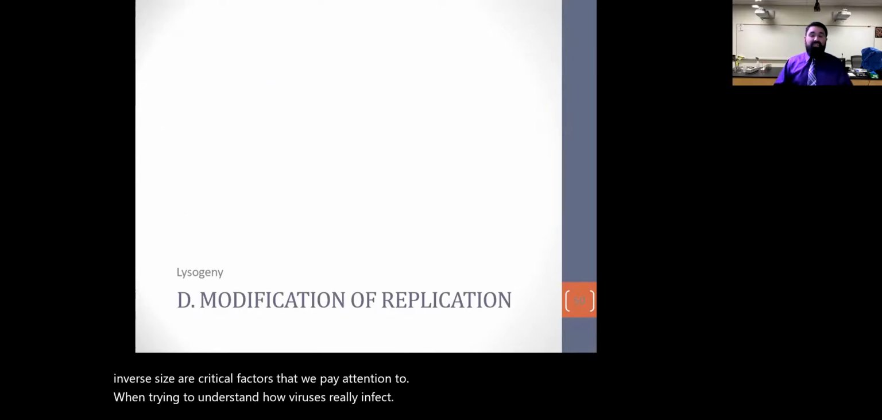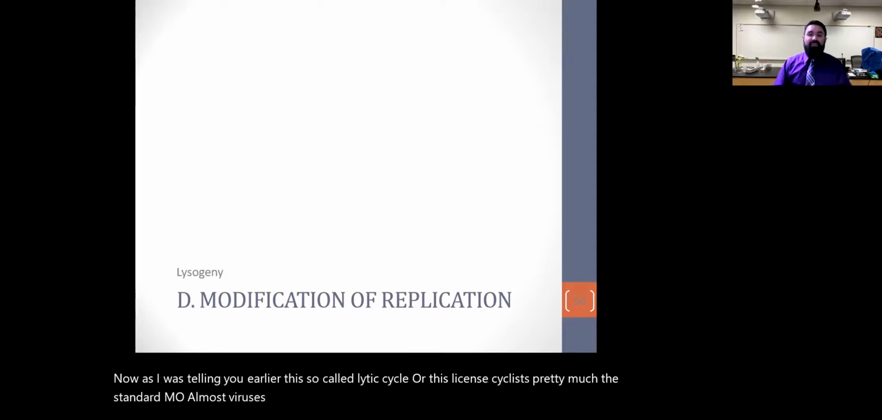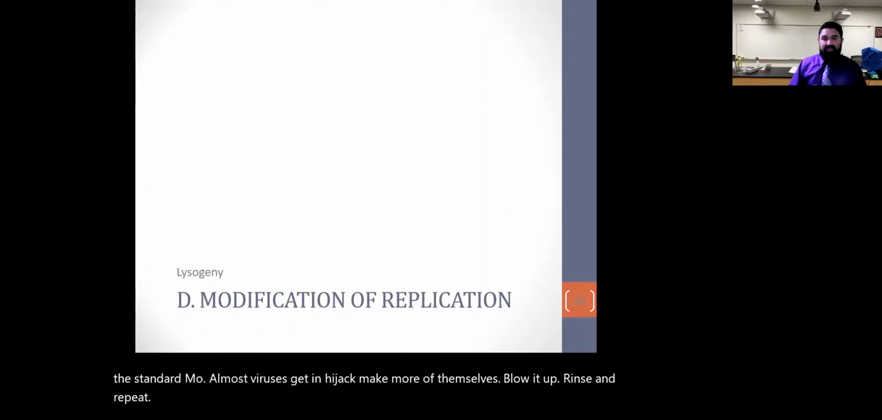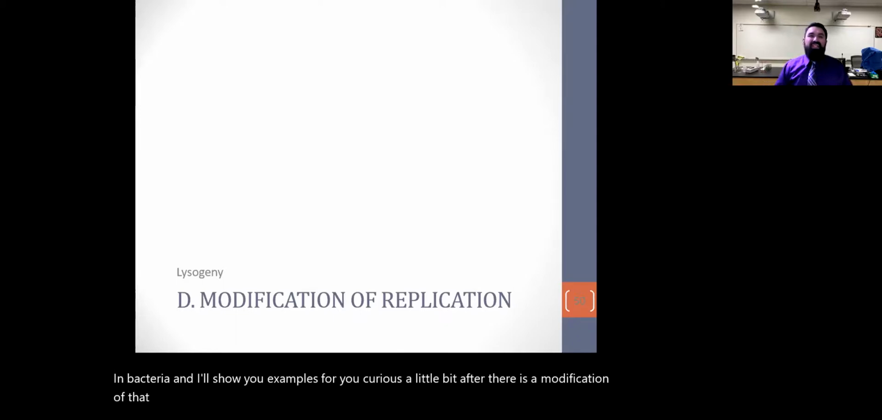Now, as I was telling you earlier, this so-called lytic cycle or this lysis cycle is pretty much the standard MO of most viruses. Get in, hijack, make more of themselves, blow it up, rinse and repeat. However, in bacteria, and I'll show you examples for eukaryotes a little bit after, there is a modification of that path. In this case, this is called a lysogenic cycle. So the original was called lytic or lysis. Part 2 is called lysogeny or lysogenic cycle.